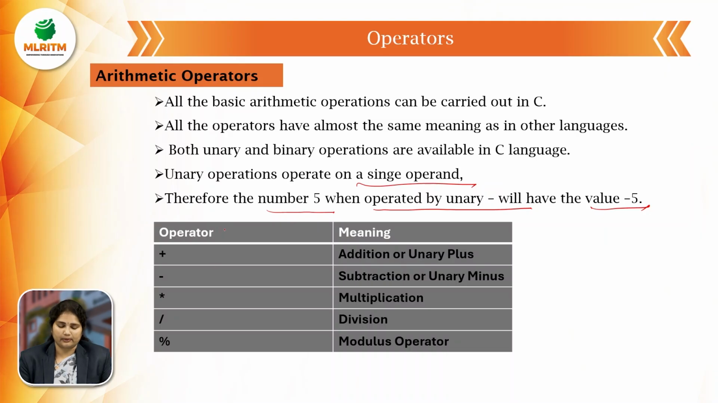The operators in arithmetic operators are plus, minus, multiplication, division and modular division. Plus is addition. It acts as unary plus when there is one operand. Minus means subtraction or unary minus. When we have only one operand, it is called unary minus. Asterisk is multiplication. Slash is division.